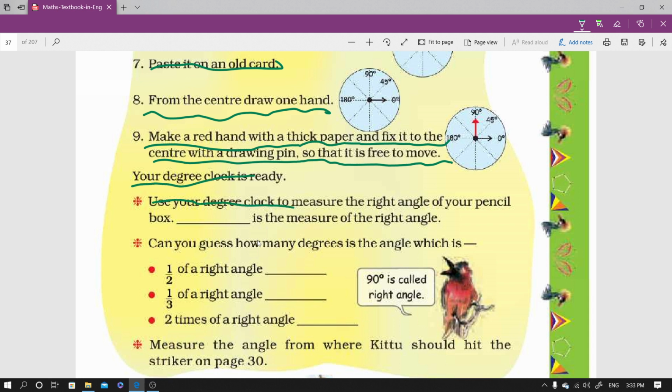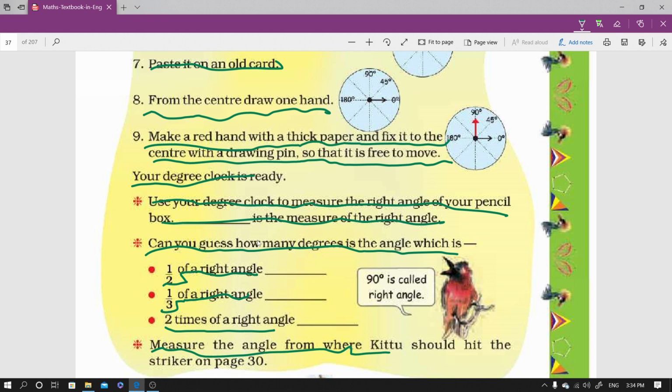Use a degree clock to measure the right angle of your pencil. Write the measure of the right angle. Can you guess how many degrees the angle is which is 1/2 of a right angle? 1/3 part of a right angle? Two times a right angle? Measure the angle from where Kittu should hit the striker on page 30. 90 degrees is called a right angle.